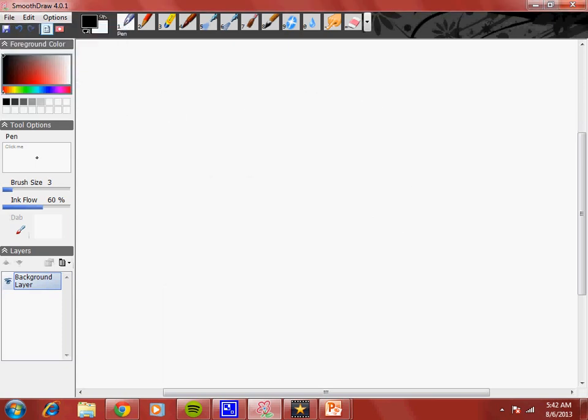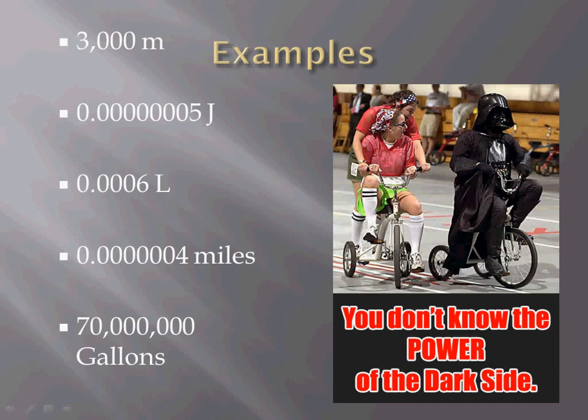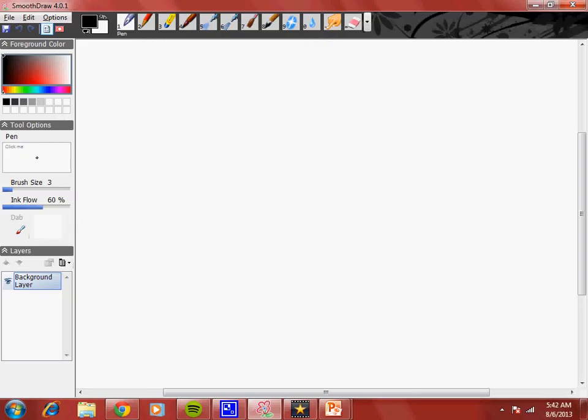So that makes that number look a lot better. Let's go ahead and refresh the page. New. Do not save it, and let's go back. Alrighty, so the next example is 0.006 liters.